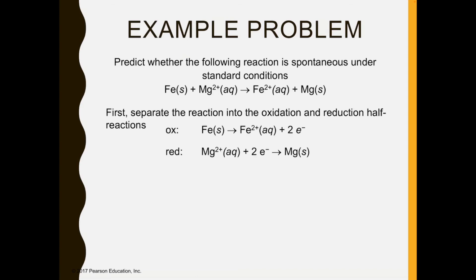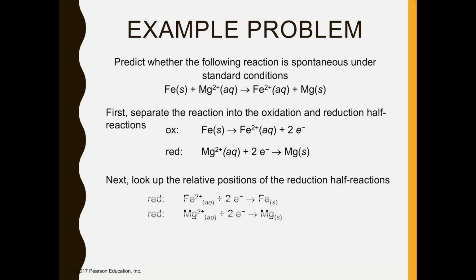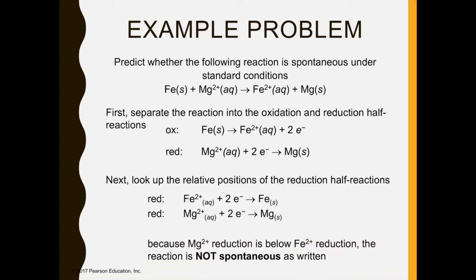So if we look at our half reactions and look up our relative positions of the reduction half reactions, this would be if I looked at the table and saw where they were. As it's written, iron is going to be on top of magnesium. It's going to be higher up in the table, which means that iron is more likely to be reduced than magnesium is. So if we look at our reaction, magnesium is written as the reduction, but I just told you that iron is more likely to be reduced than magnesium.